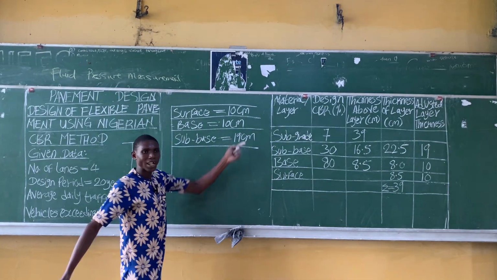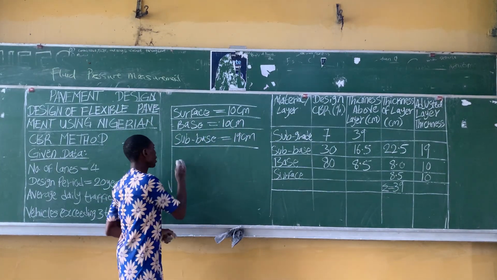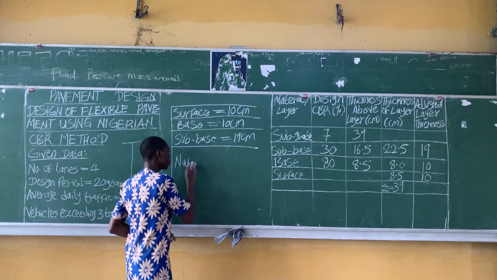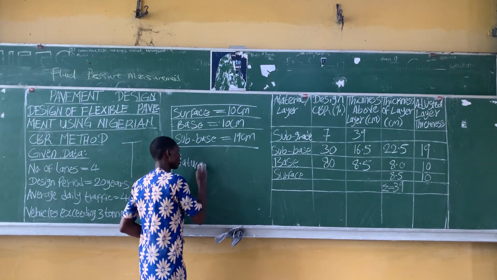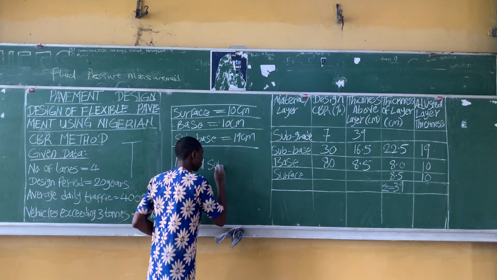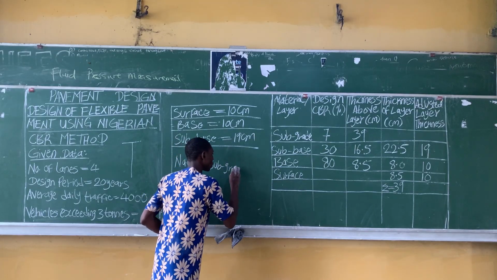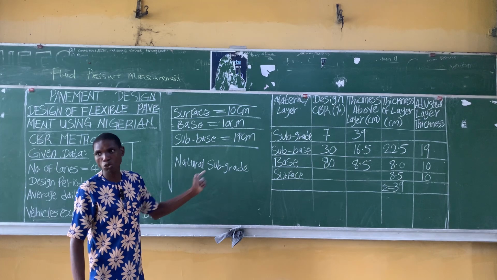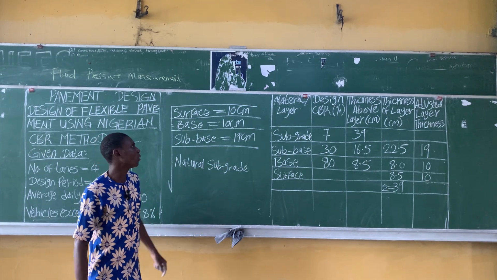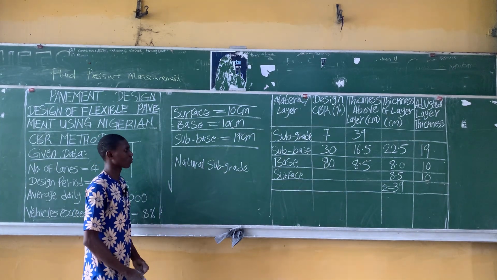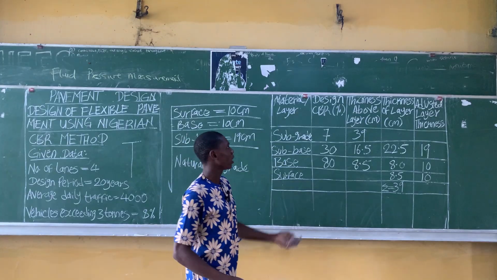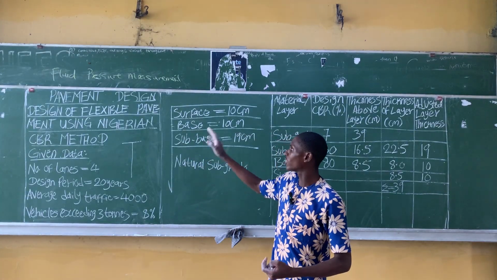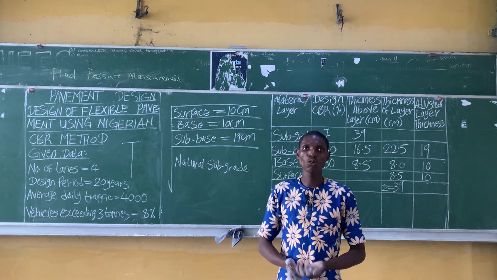If you want, you can convert these values to millimeters. And then we have our natural subgrade, which is infinite in the vertical direction and also infinite in the horizontal direction. So that is how to design your flexible pavement using the Nigerian CBR method.